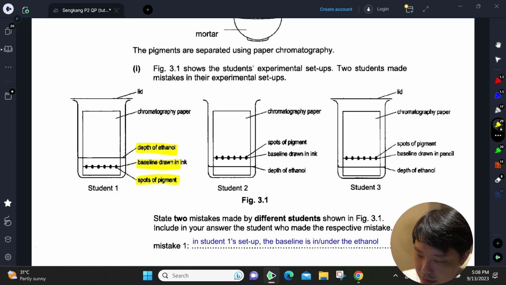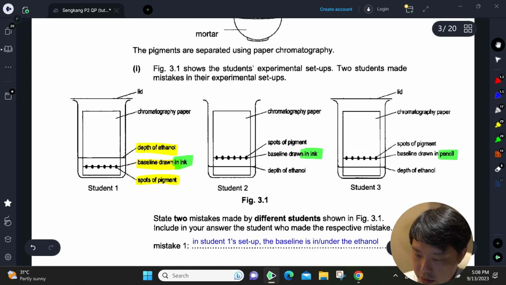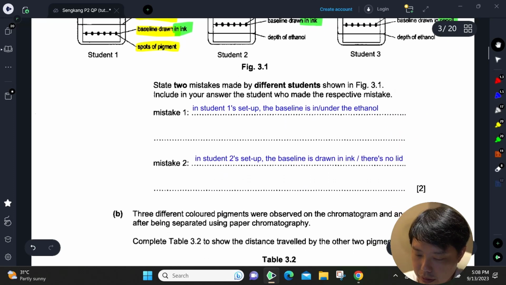Then the next thing you want to take note of is the baseline is drawn in ink for the first 2. By right, your baseline should be drawn in pencil so that the pigments in the ink do not interfere with your result. So these are the 2 mistakes in the 3 setups.